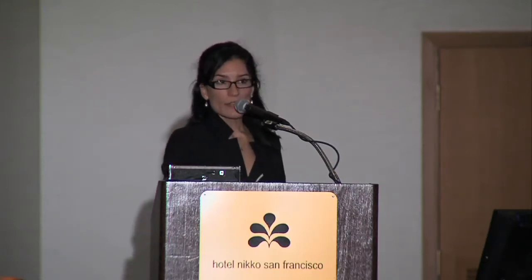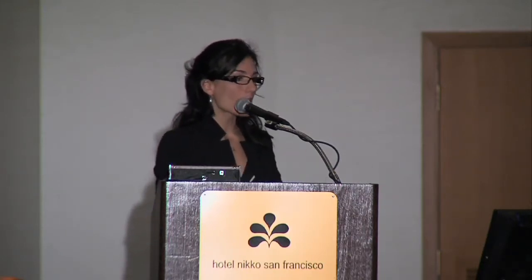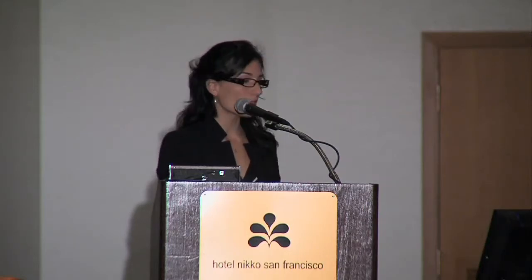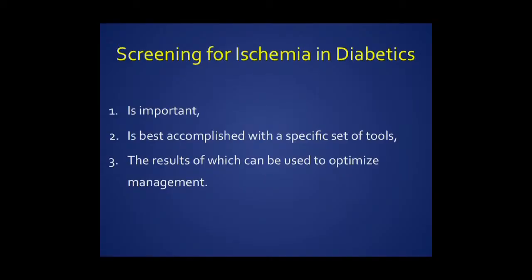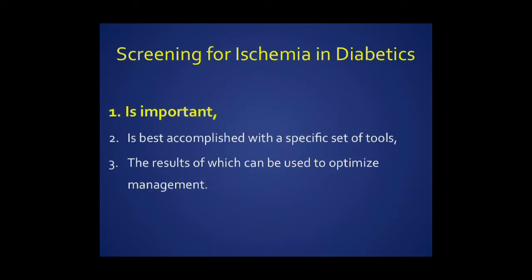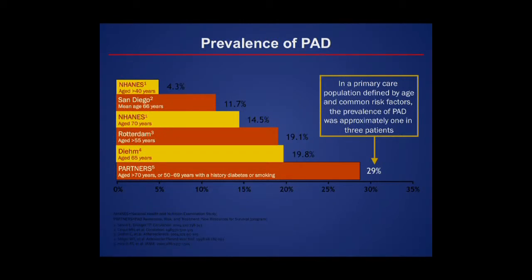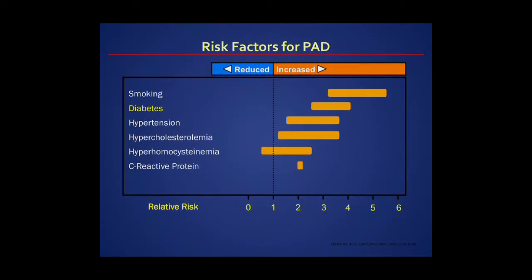So I'm going to try to discuss with you today why screening is important, how it can be accomplished, and how we could use the results to optimize management. As we're all familiar with, PAD is a public health issue, and in the primary care setting, it could be up to 1/3 of the patients that suffer from this disease. Risk factors, as were discussed this morning, include smoking, diabetes, hypertension, but as you can see, diabetes has a very high relative risk.